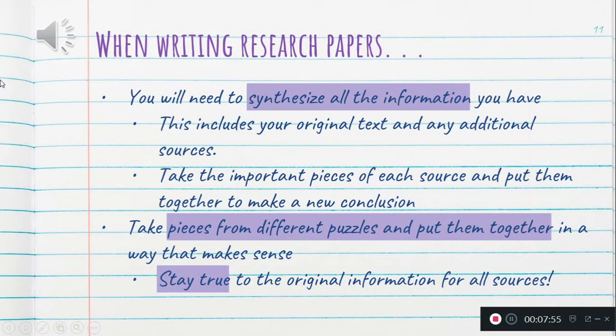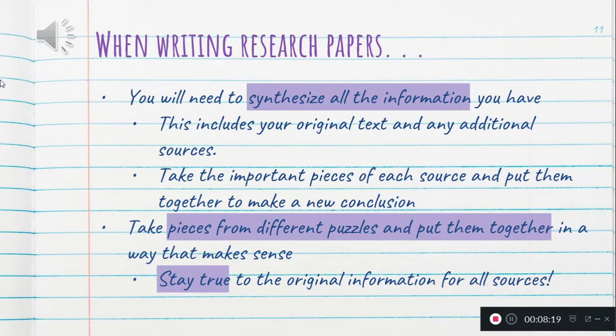Synthesis is a crucially important skill to use when writing research papers, because you're going to need to synthesize all of the information that you use. So that's especially your original source and any additional sources you're using in your paper. You need to take the important pieces of each source and put them together to make a new conclusion that you're going to argue throughout your paper.